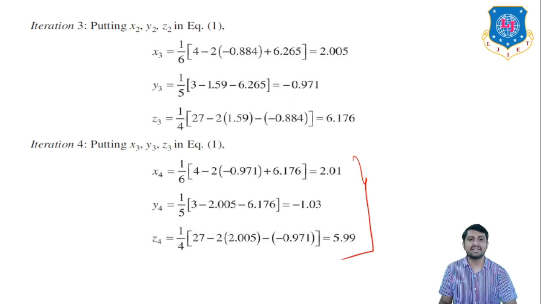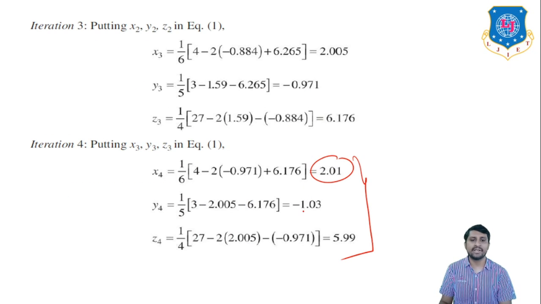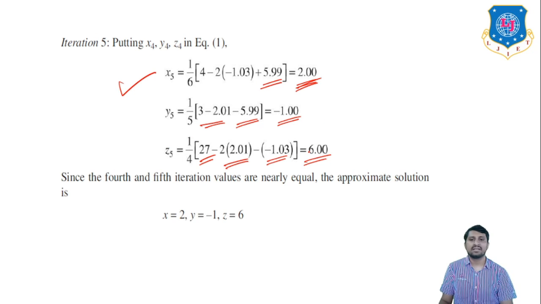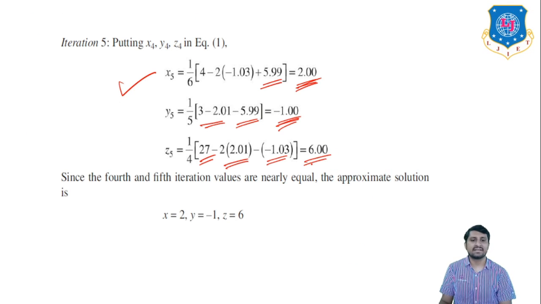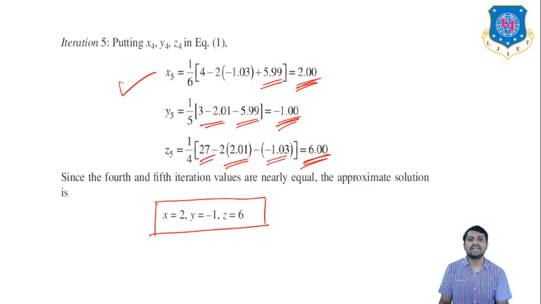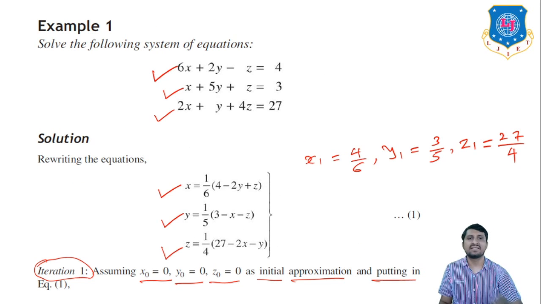Since the fourth and fifth iteration values are nearly equal, you can see that here 2.01 and here 2, almost the same. Here minus 1.03, and in the fifth iteration minus 1.00. Here 5.99 and here 6. So now you can say that the value of x is 2, the value of y is minus 1, and the value of z is 6. Clear?